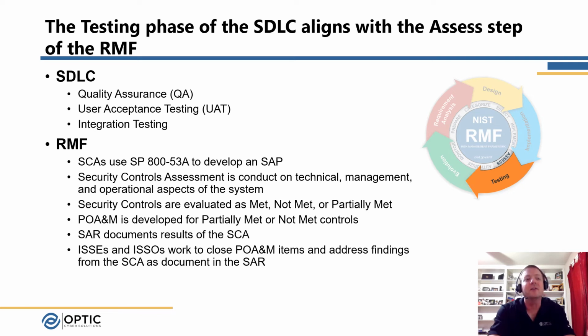And then also the security control assessors will develop a security assessment report to describe their approach for testing and any of the findings and how the security controls were evaluated during the security control assessment. And then of course, as we find things, the information system security engineers and security officers, ASOs, will work together to close and address all of those items that we've put on the POA&M.